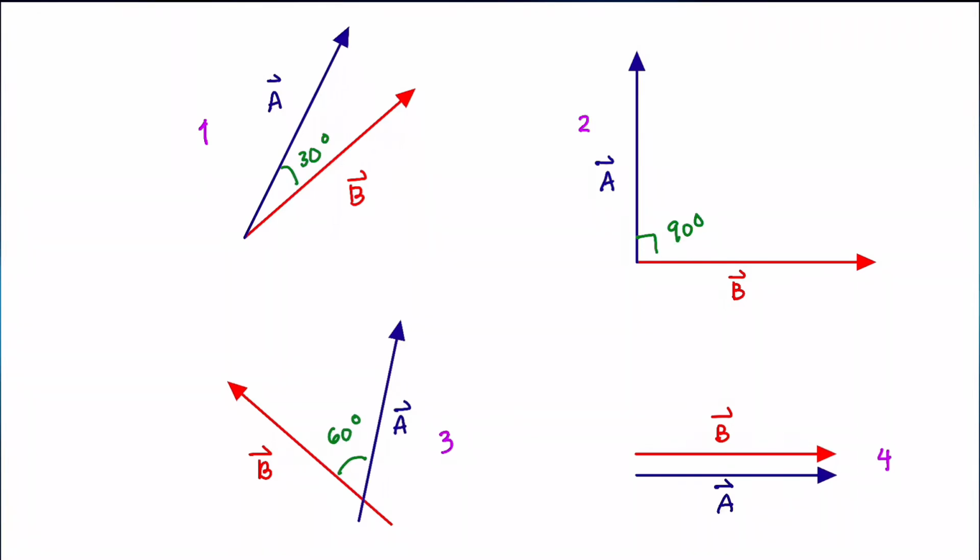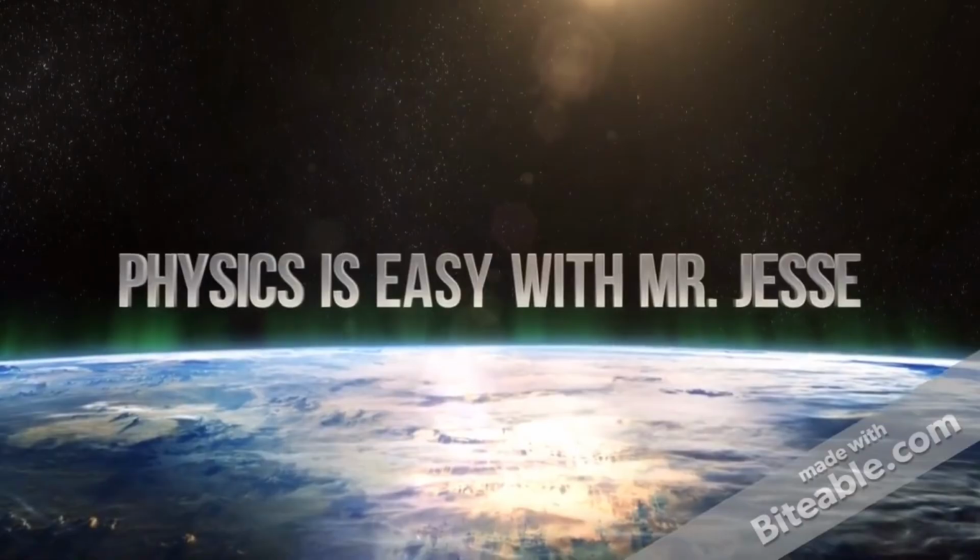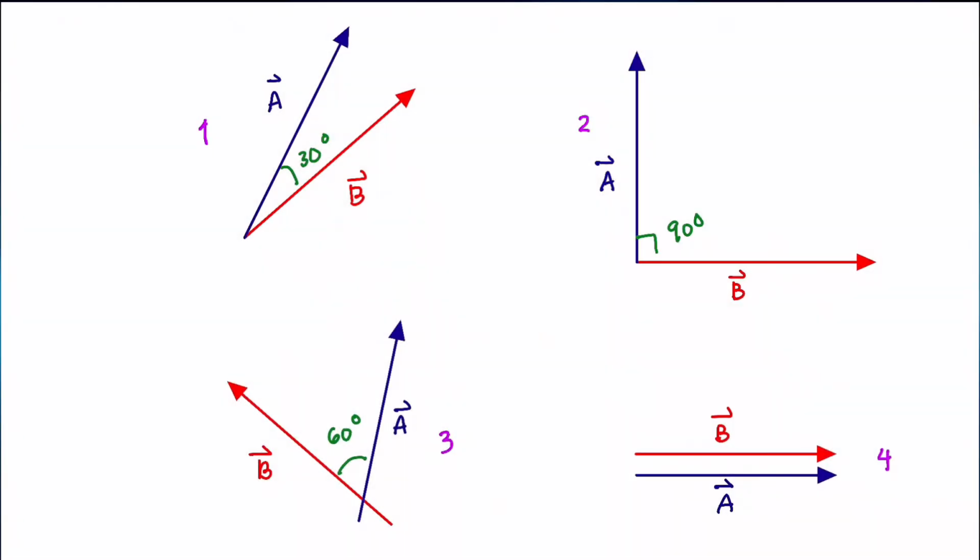This lesson is on the application of vector dot product and vector cross product. Consider the following cases. We have case 1, case 2, case 3, and case 4. In each of these cases, we have vectors a and b separated by a certain angle. So for example, in case number 1, vectors a and b are separated by 30 degrees.